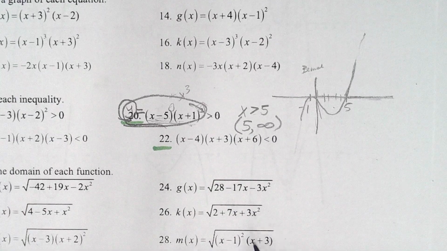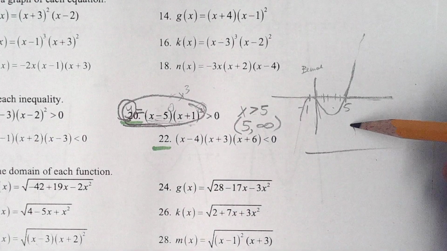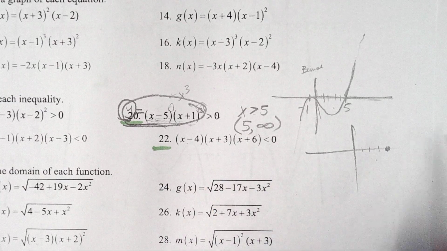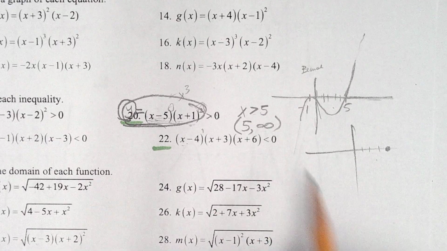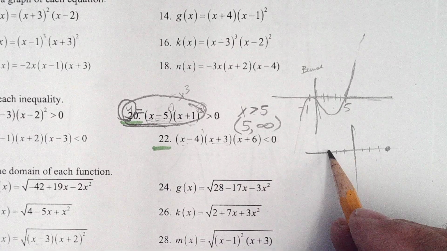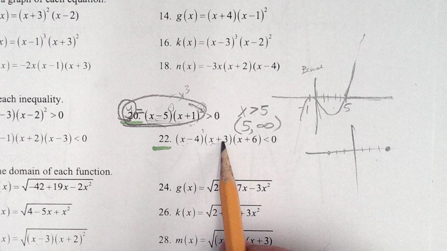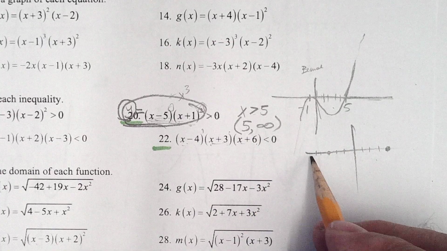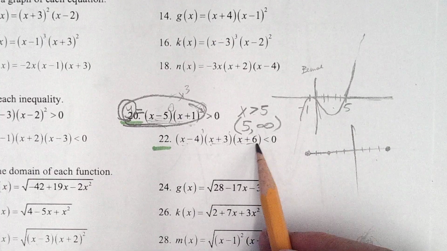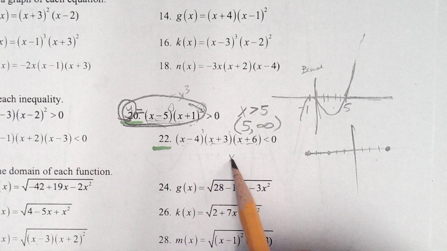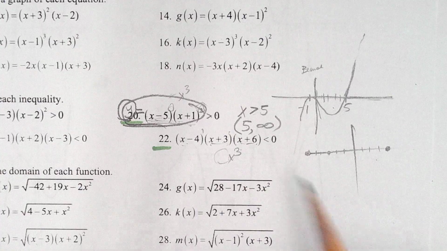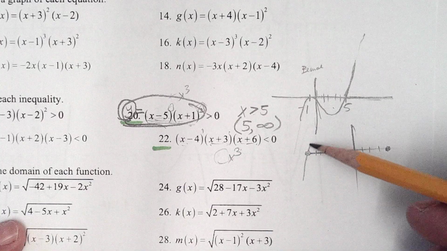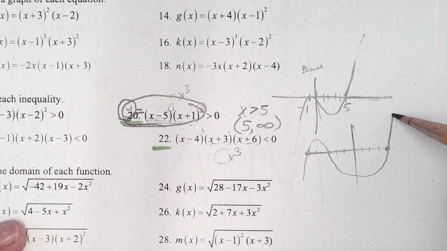Let's go to the next one. It goes through plus 4, straight through because it's multiplicity 1. Goes through minus 3, straight through, multiplicity 1. It's only one of them. It's not squared. And it goes through minus 6. And it's x times x times x, which is x to the third. It's a plus x to the third. X to the third starts down. It has to go straight through, straight through, straight through.